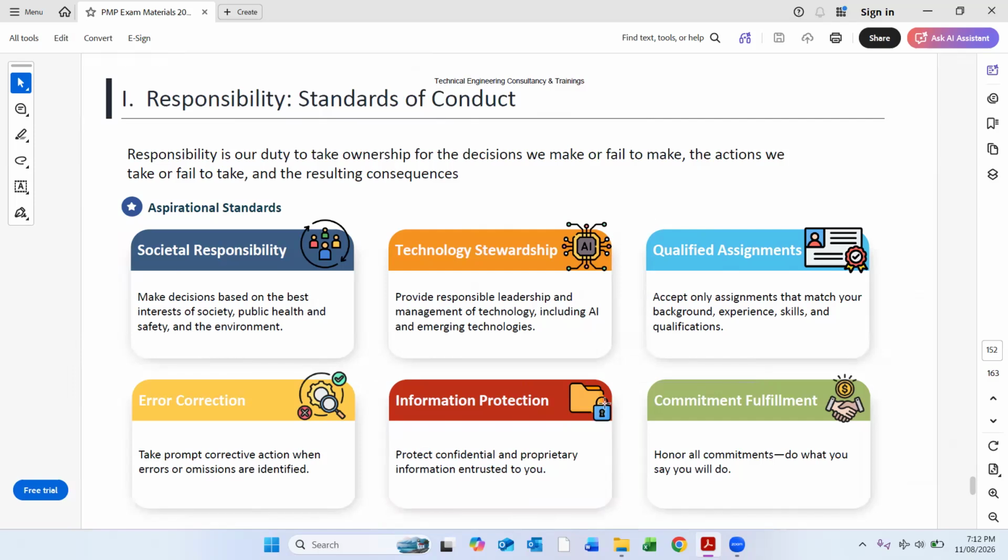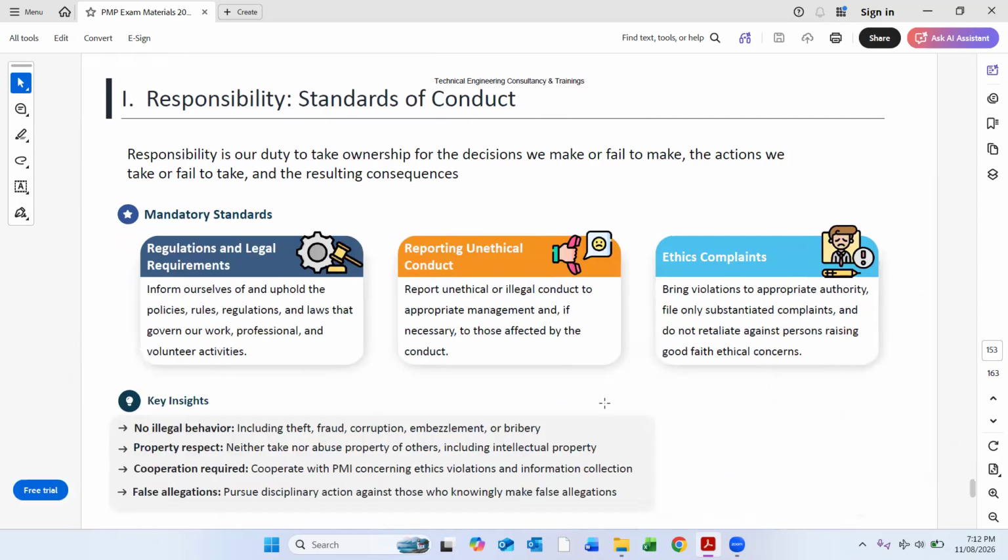And we have a social responsibility also. We should make decisions based on the best interest of society, public health, safety, and the environment also. And responsibility is our duty to take ownership for the decisions we make.